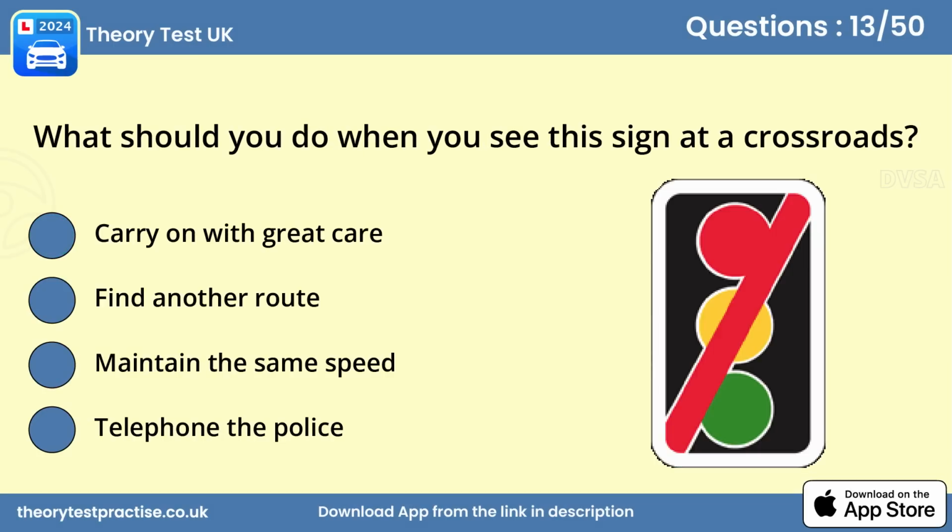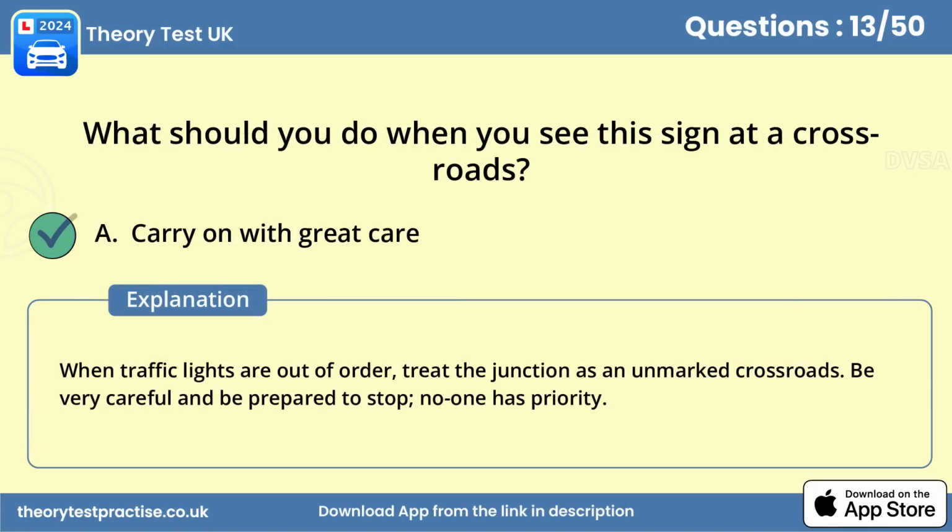Question 13. What should you do when you see this sign at a crossroads? A. Carry on with great care. When traffic lights are out of order, treat the junction as an unmarked crossroads. Be very careful and be prepared to stop. No one has priority.